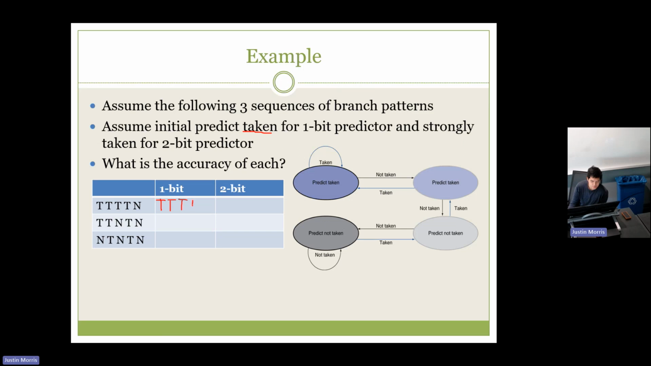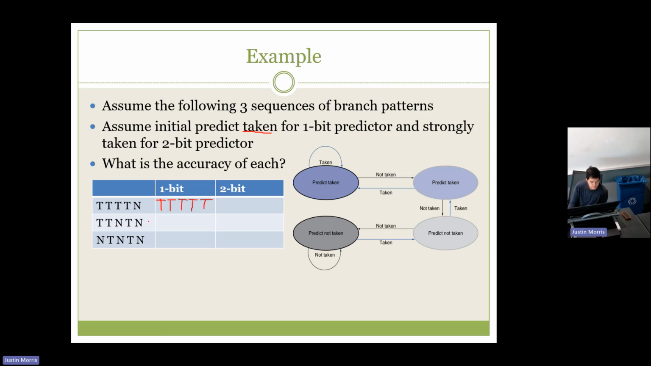So on the 4th time, we are still predicting taken, and we are again right, so we don't update the predictor. For our 5th prediction, it's still taken, and now we're wrong. So our next prediction would be not taken for the 1-bit predictor.